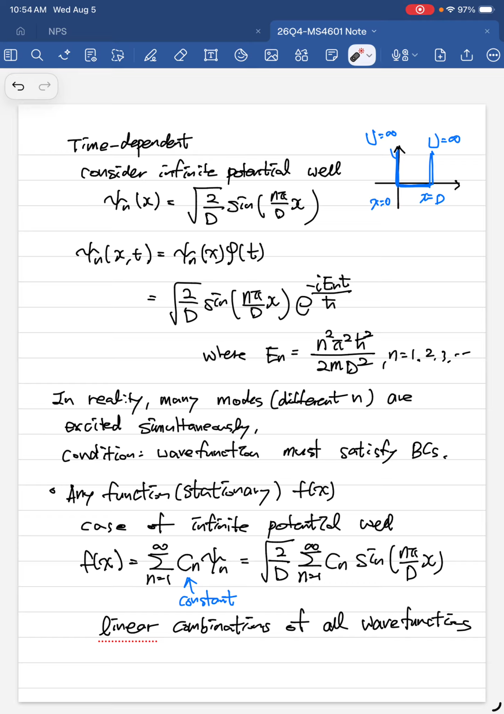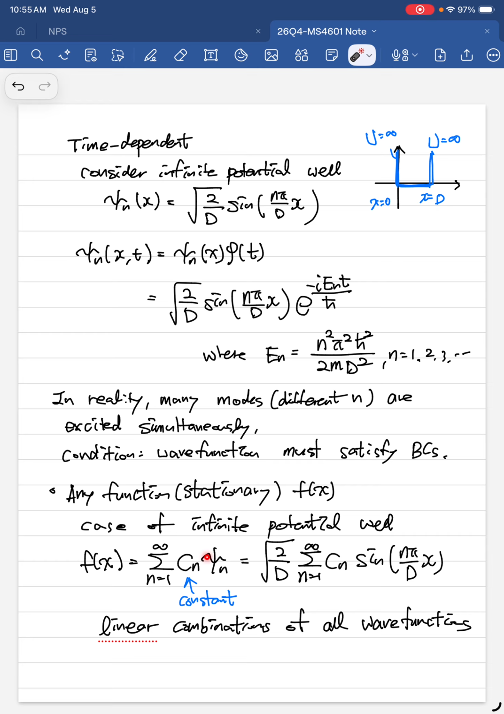And so far, we were looking at specific n values, okay? So in that sense, this is really each mode, okay? But in reality, many modes or different n can be excited simultaneously, okay? The condition for that is that as long as the wave function satisfies the boundary conditions, these many modes can be excited, okay? So for any function, let me start with the stationary part. For the stationary case, and also for the infinite potential well, any function can be described as a linear combination of all wave functions.